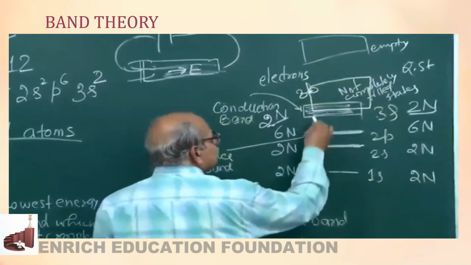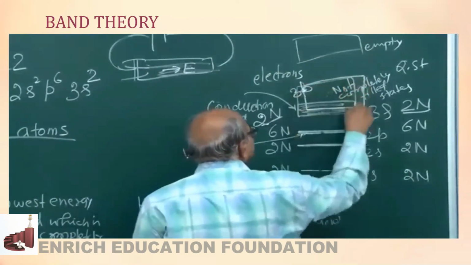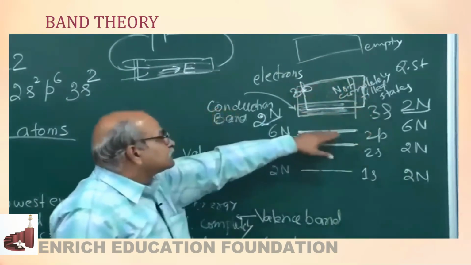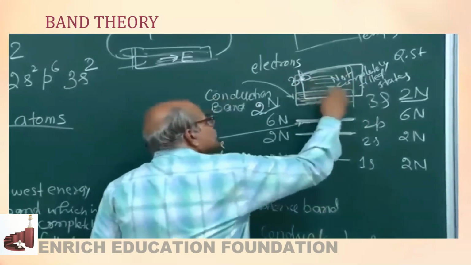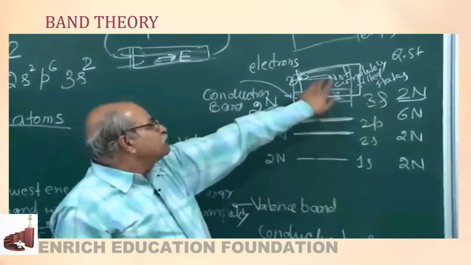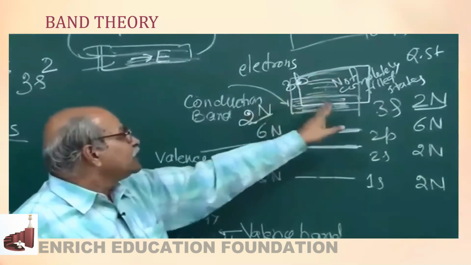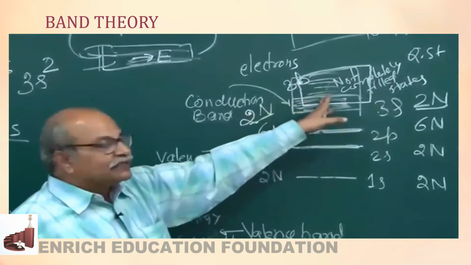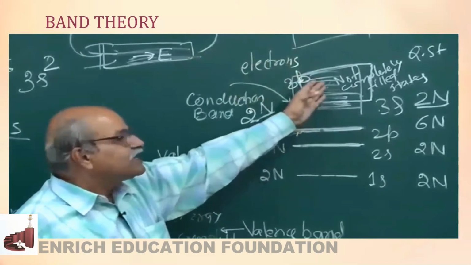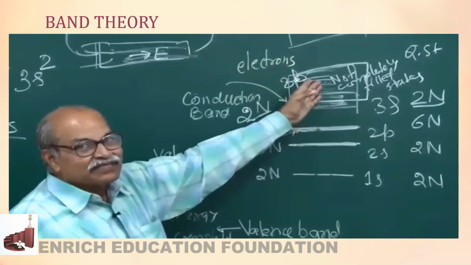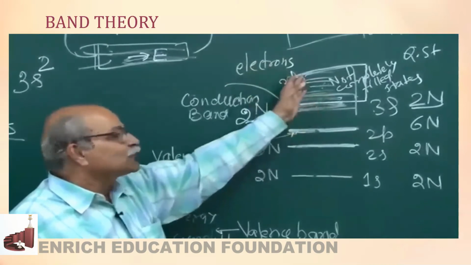So that means 3s and 3p are overlapping and you have a single band. So you have a large number of quantum states. You have so many empty quantum states, and therefore those 2n electrons can take up energy from the electric field and populate those empty quantum states. You don't need large energy to go to this band.